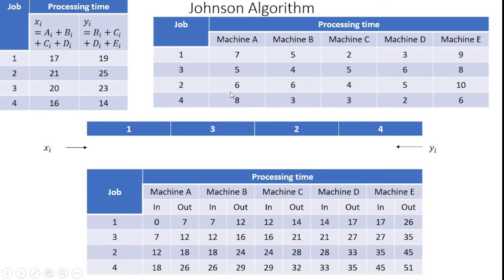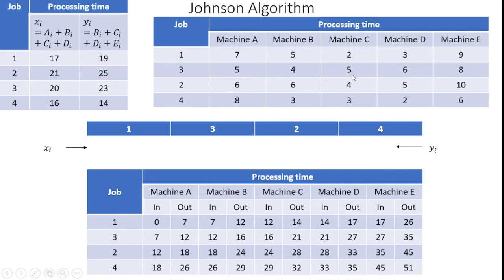After that, the processing time of job 3 with the machine A is 5. So 7 plus 5 is equal to 12. After that, I compare the 12 with the machine B output, which is 12. Both are equal, so I can enter here 12. The processing time with the machine B of job 3 is 4. 12 plus 4 is 16. Now again I compare the output time of machine B and the output time of machine C. Which one is maximum? 16 is maximum, so that the initial processing time with the machine C is 16.